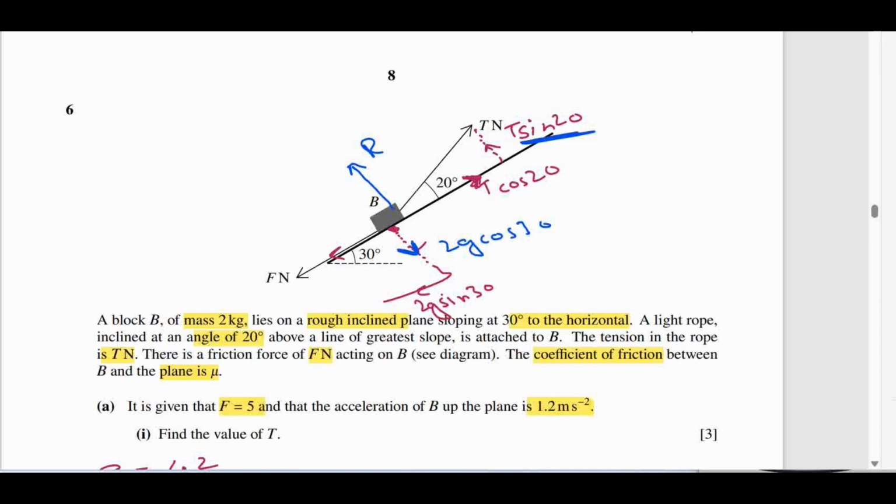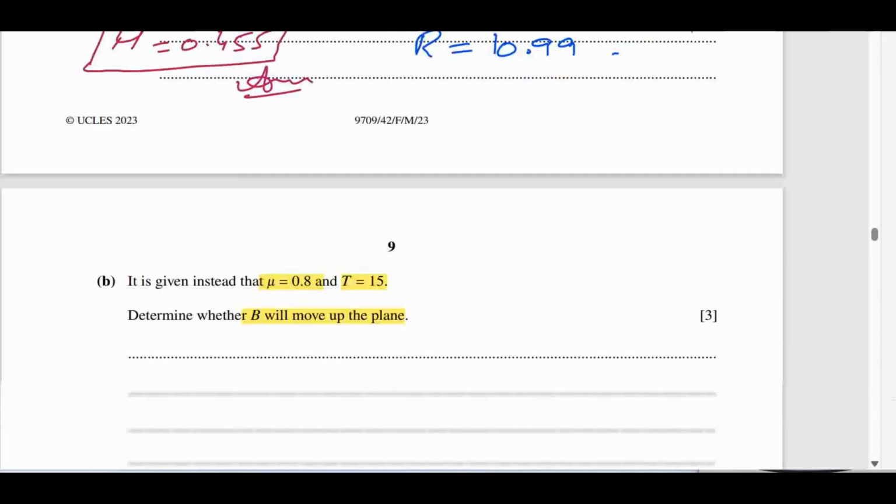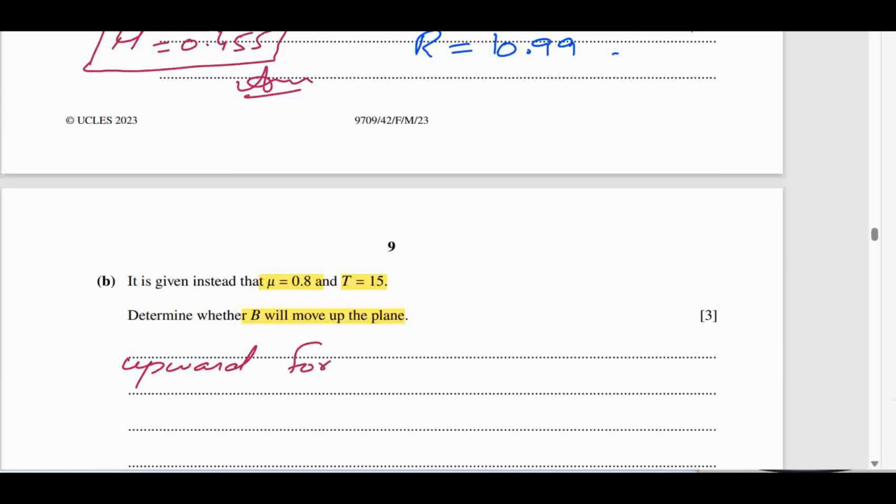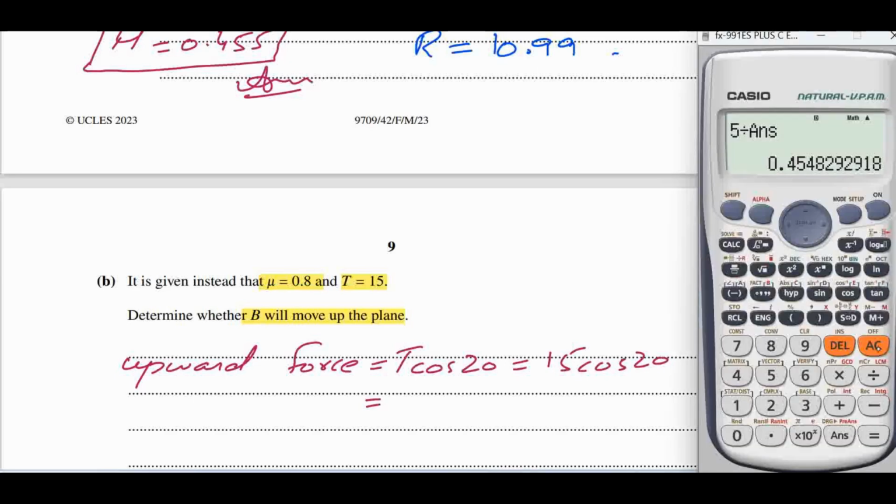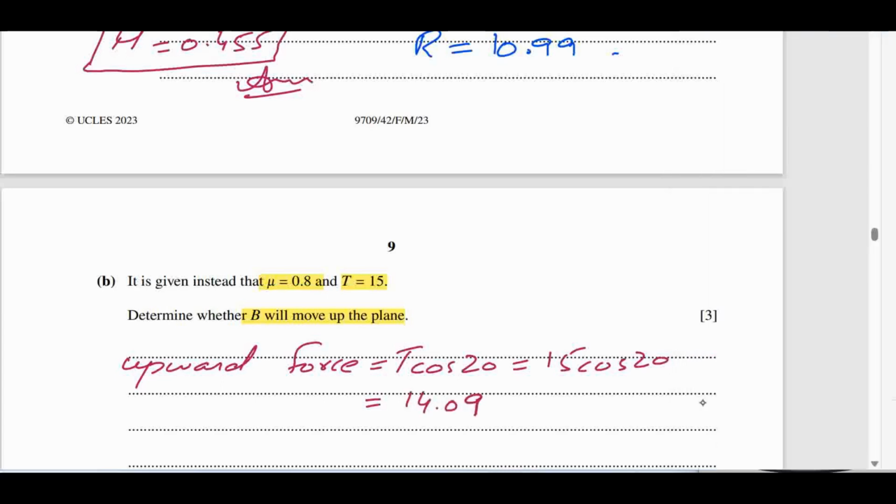This is going upward. So upward forces ko agar hum consider kare, so let's write it over here that the upward force is equals to T cos 20. Aur T ki value given hai aapko 15, so 15 cos 20. Let's find out the upward force, 15 cos 20, so that is 14.09, which means that this will be equal to 14.1 newton. So upward force is 14.1 newton.